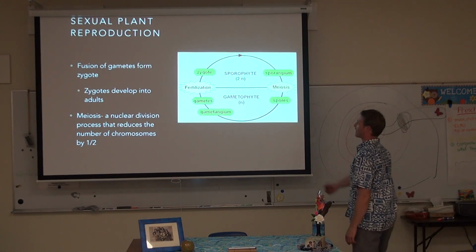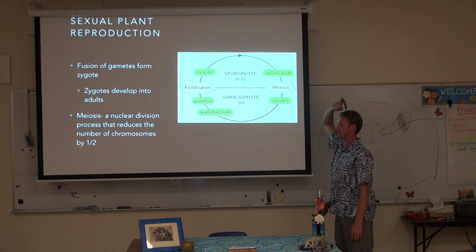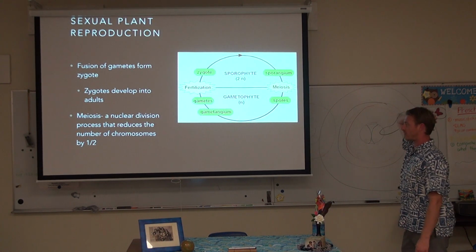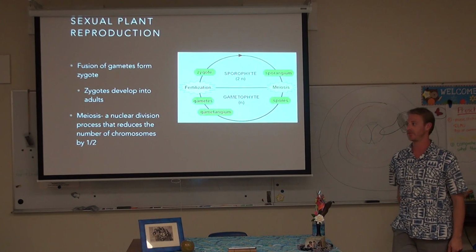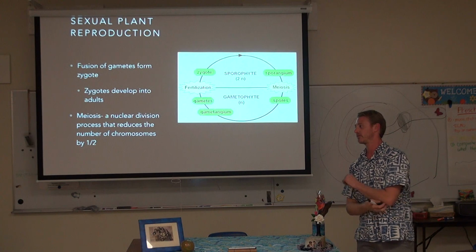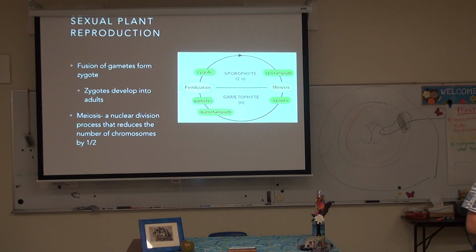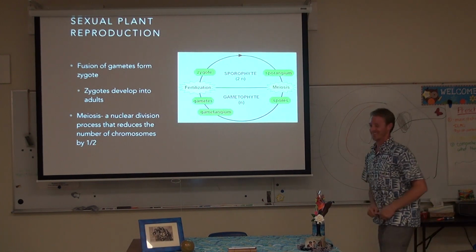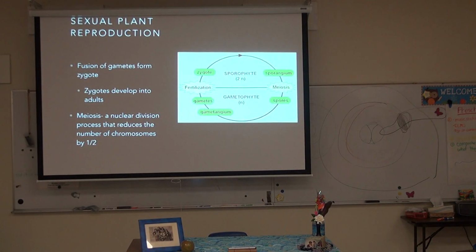Meiosis, right here. The definition is a nuclear division process that reduces the number of chromosomes by half. So if you have 4 cells, it gets chopped into 4, each one of those gets cut in half. Watch the video. Hopefully the video will make sense to you guys, and hopefully we have enough time to watch it.